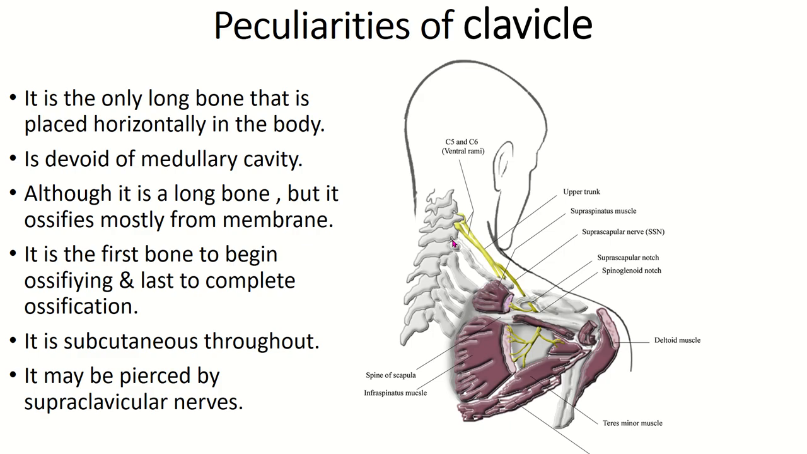Peculiarities of the clavicle: it is the only long bone that lies horizontally in the body. It is devoid of a medullary cavity; the cavity present within a typical long bone is absent in this bone. It is a long bone but ossifies mostly in membrane. It is the first bone of the body to start ossifying and the last to complete ossification. Throughout its course it is subcutaneous, and occasionally it is pierced by the supraclavicular nerve.